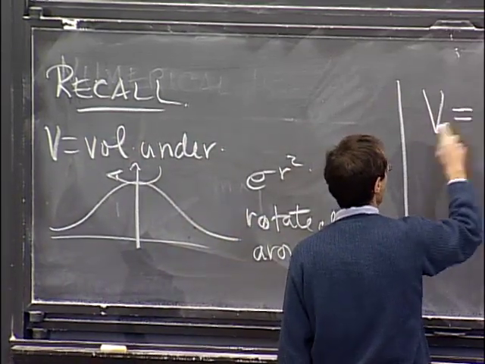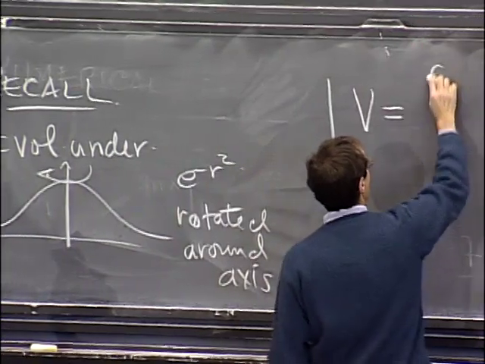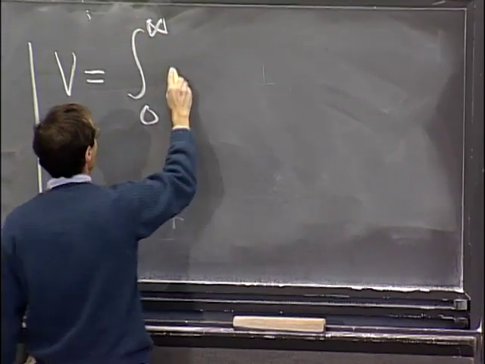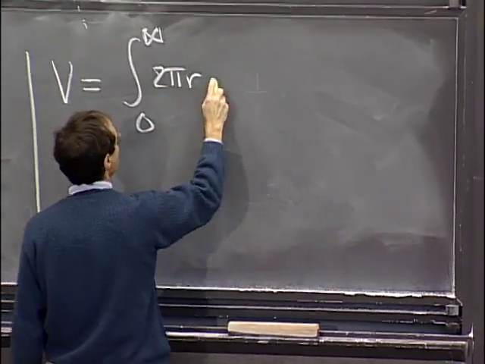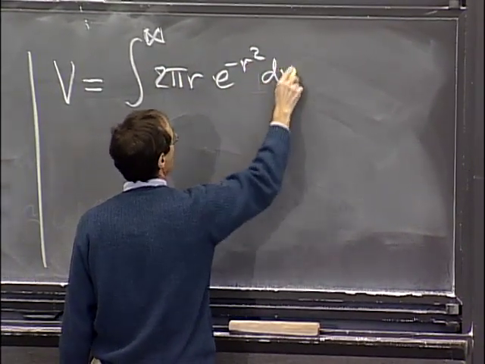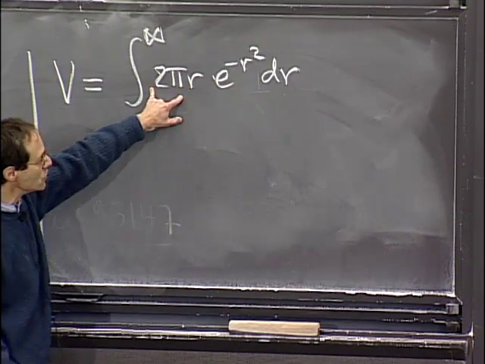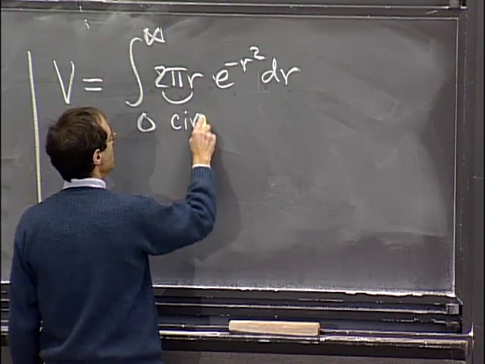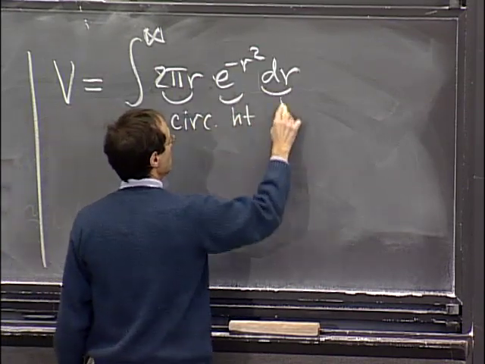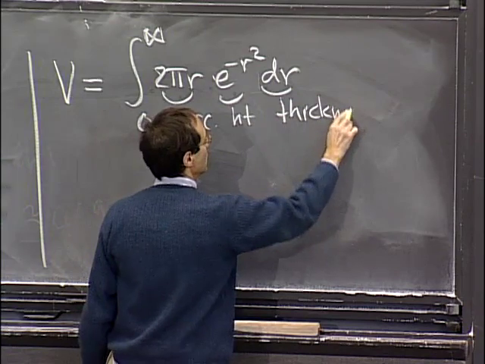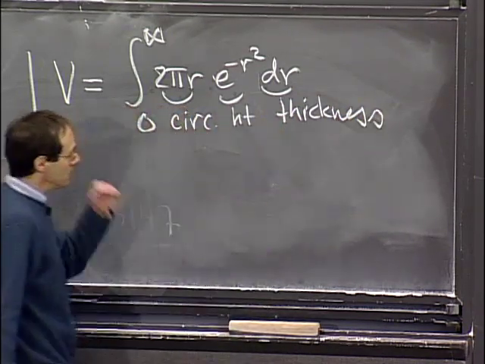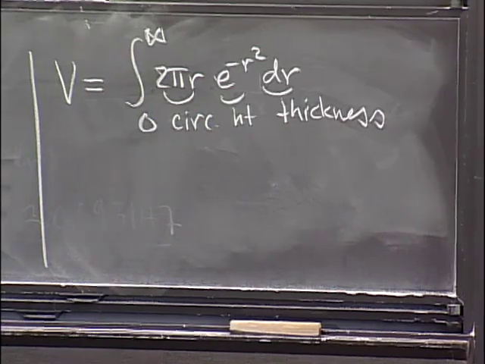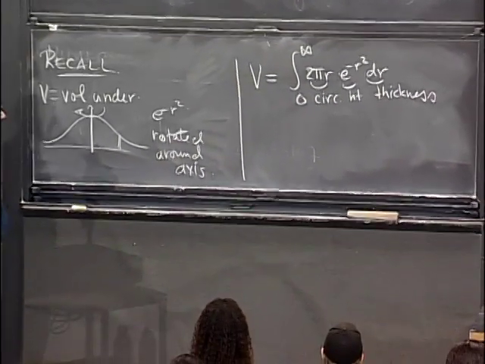I'm just going to remind you, it goes by shells. We integrate the whole range from 0 to infinity, and we have 2 pi r e to the minus r squared dr. So this, again, is the circumference of the shell. This is the height of the shell, and this is the thickness of the shell. Circumference, height, thickness. Okay, so we're just taking a little piece here and sweeping it around, and then adding up.